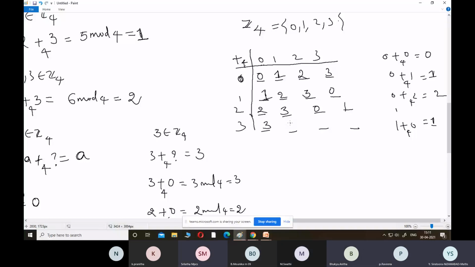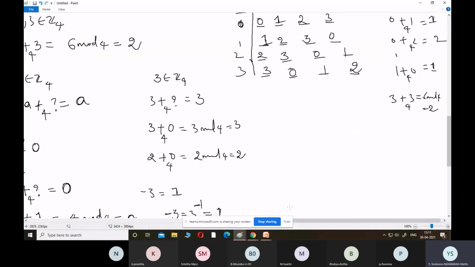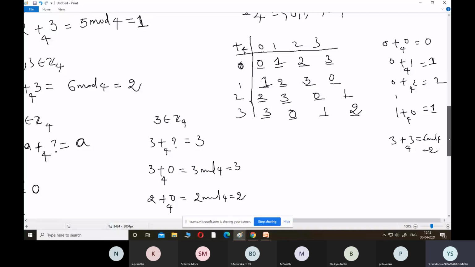This one, 3 plus 1 modulo 4: 0. Very good. And this one? 1. Then this one? 2. So 3 plus 3 modulo 4: 3 plus 3 is 6, so 6 modulo 4 is nothing but 2 for us. Nice. Now, are you clear? Very clear about all the inverses and identity?